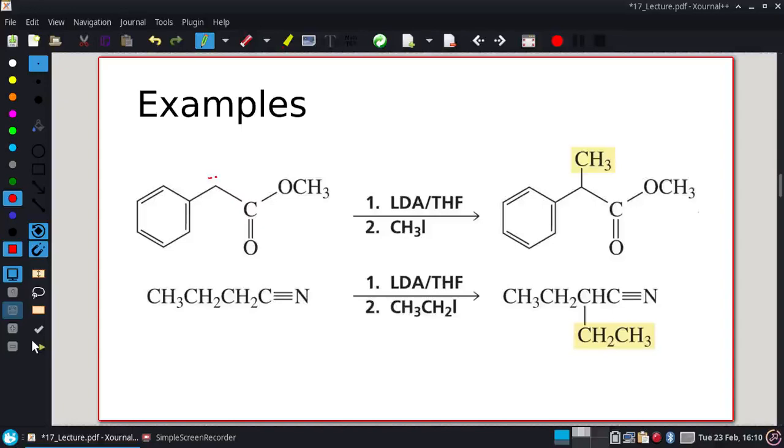Now we do have to watch out. This particular one, for instance, that is a stereocenter that's being created, and you will get a racemic mixture. Same thing kind of happens on this one. It is going to be racemic.